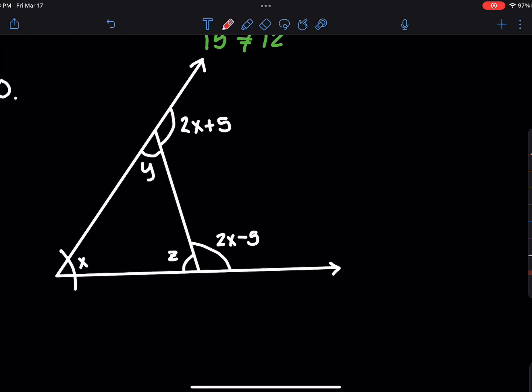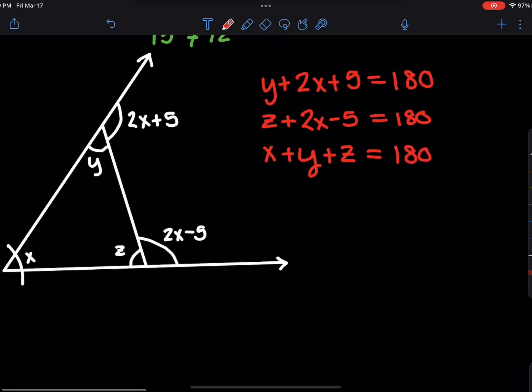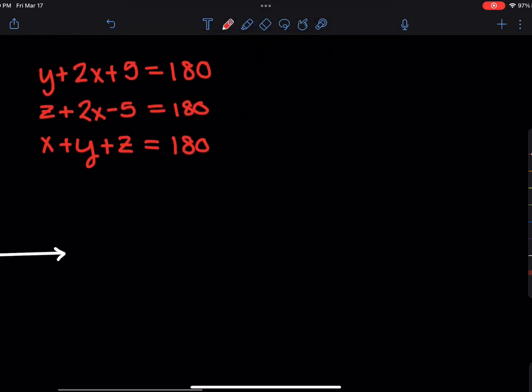So based on this information, we can set up a system of equations to solve for each of the interior angles. That first one is going to be y plus 2x plus 5 is equal to 180, because the two angle measures add up to equal 180. And we can do that same thing for the other one: z plus 2x minus 5 is also equal to 180 because of the same rule. I'll change the color there. And then lastly, all the interior angles in a triangle always add up to 180, so using that knowledge we can get our third and final equation for this problem.